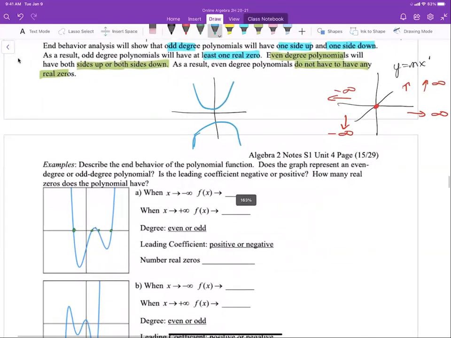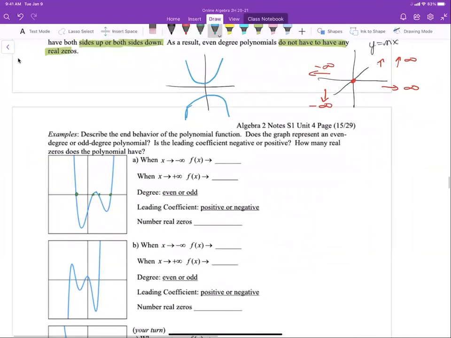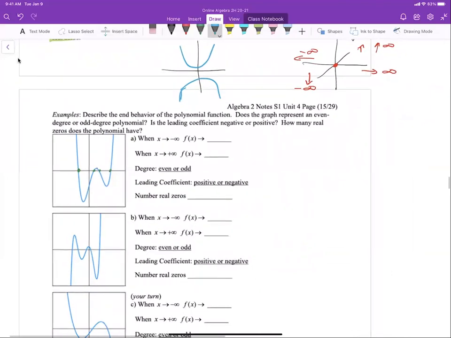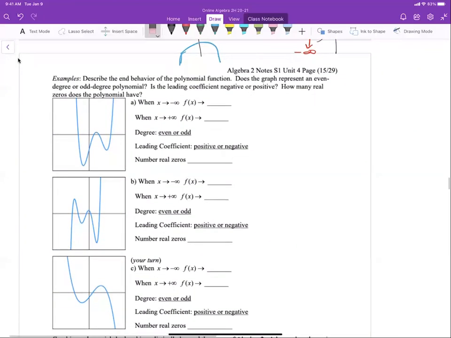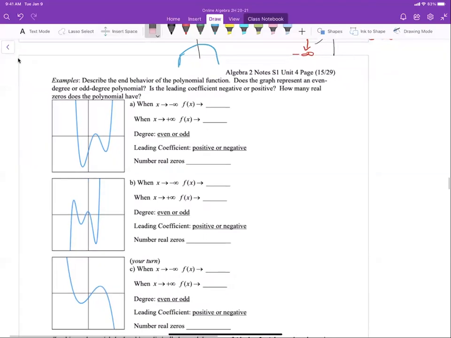Okay. All right. Describe the end behavior of the polynomial function. So now we're kind of going backwards. Okay. So let's see if we can describe this. Describe the end behavior of the polynomial function. Does the graph represent an even degree or odd degree polynomial? And is the leading coefficient negative or positive? And how many zeros does the polynomial have?